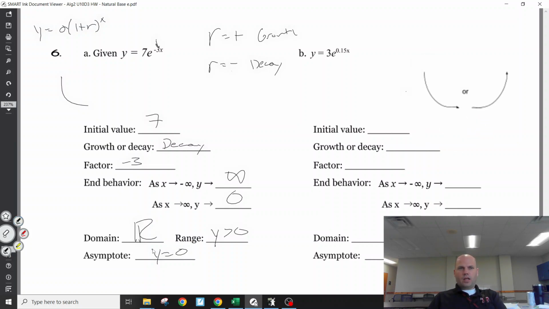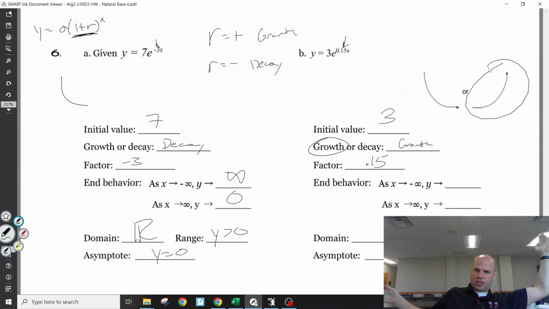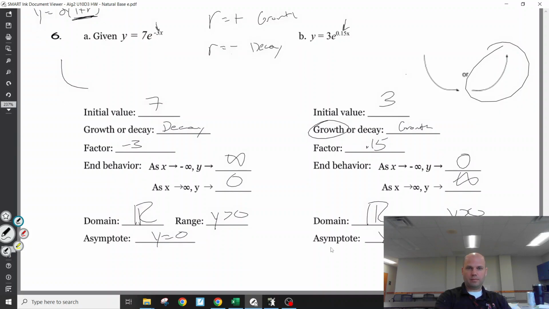For the other situation, I can see r is 0.15. Since that's a positive value, it's a growth. You might think that if this was 0.15 in 1 plus r, then it's a decay, but in that situation, r would be negative 0.85. The initial value is 3. Since it's a growth, to the left we're going towards zero, to the right we're going up. You're never going to touch zero, but you'll get close to it, okay?